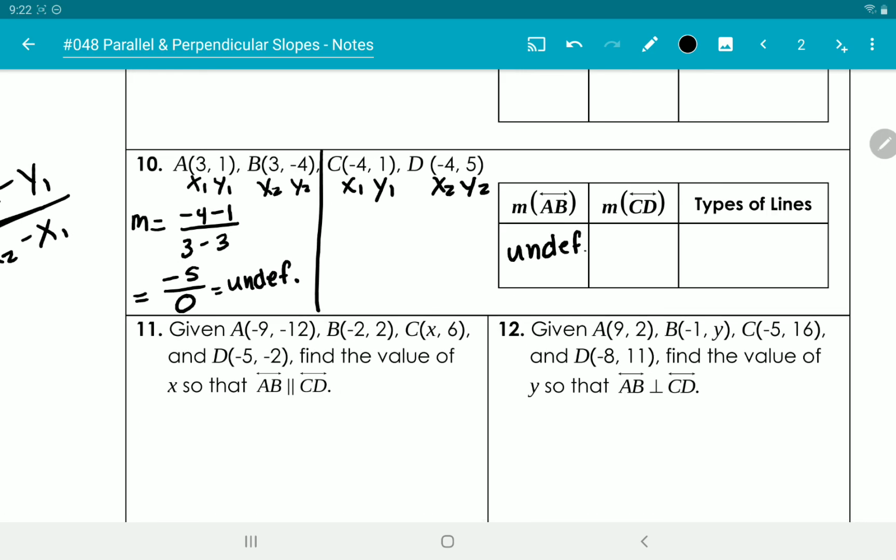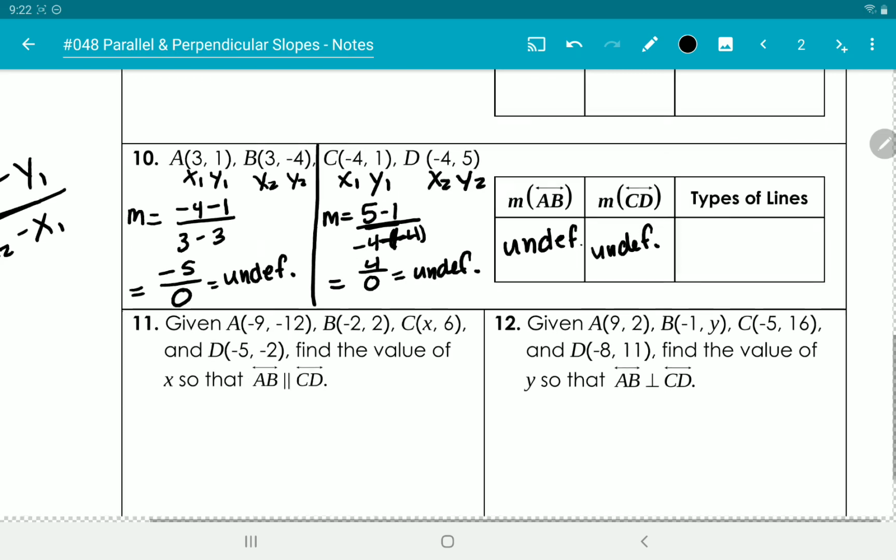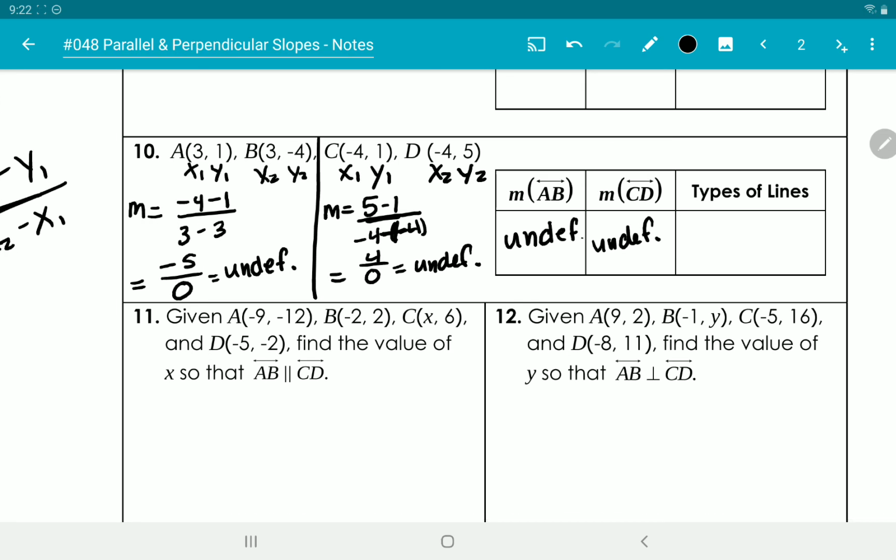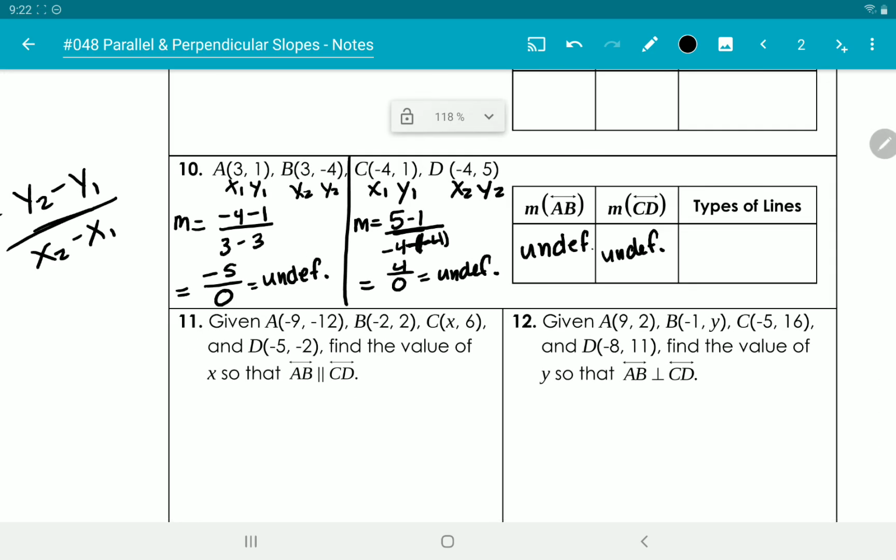Now if we try the next one, it's y2 minus y1, 5 minus 1, divided by negative 4 minus negative 4. So that's going to give us 4 divided by negative 4 plus 4, which is 0. That's going to be undefined. Again, you cannot divide by 0, so the slopes are undefined. Now looking at this one, you can see that they are both undefined. So they have the same slope.